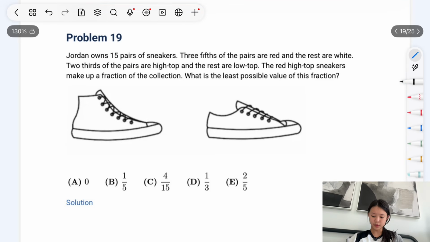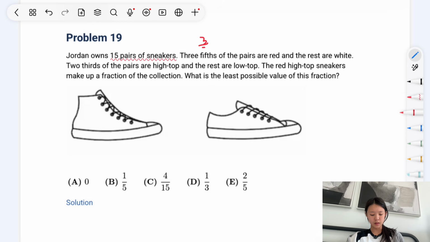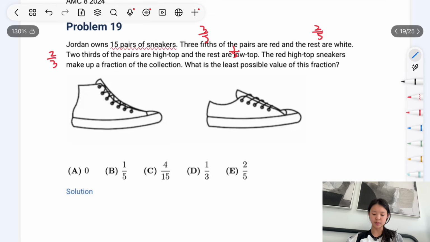Problem 19. Jordan owns 15 pairs of sneakers. 3/5 of the pairs are red, and the rest are white. 2/3 of the pairs are high top, and the rest are low top. The red high top sneakers make up a fraction of the collection. What is the least possible value of this fraction?